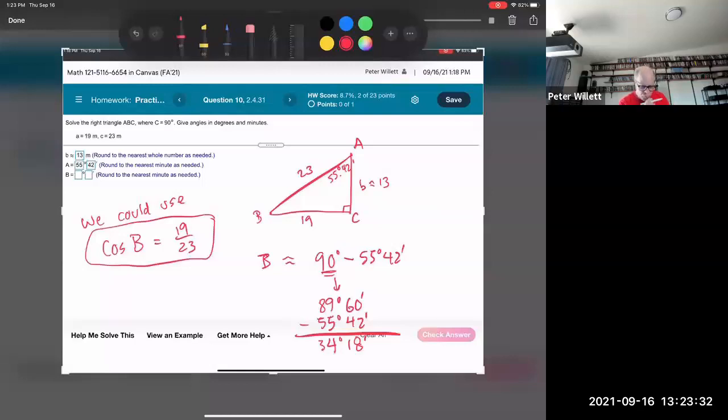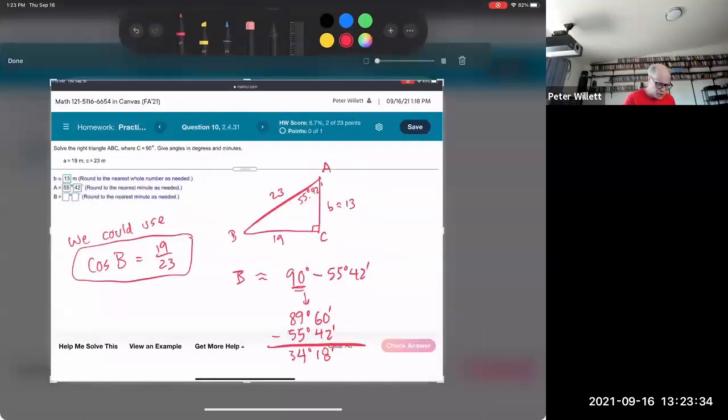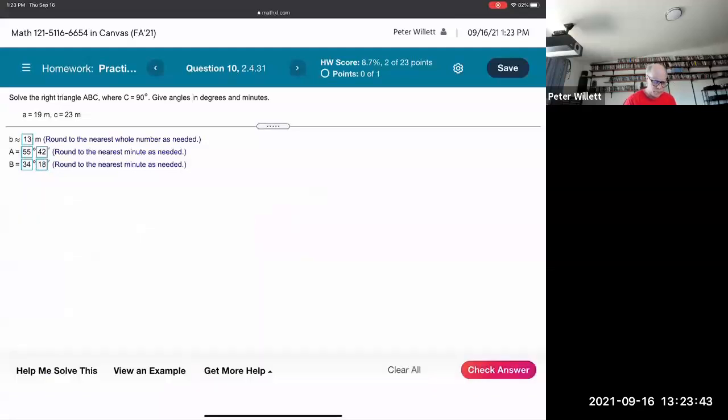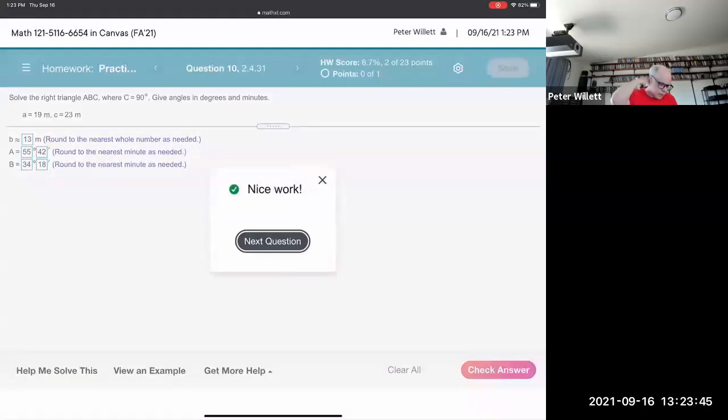All right, so for this one, we got 34/18. Let's see if I made a mistake somewhere by putting these in and seeing if I'm right or not. 34/18. All right, seems happy with all those, which is good. Of course, it's just practice problems, but that's the idea.